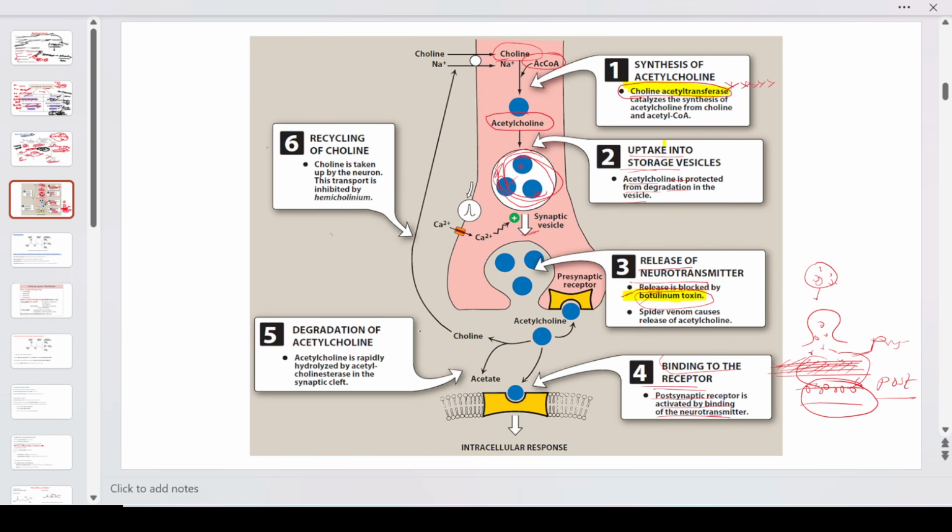Again, in the fifth step this acetylcholine is degraded. Acetylcholine is rapidly hydrolyzed, meaning it rapidly breaks down. This is most important, you have to remember this: acetylcholine is rapidly hydrolyzed by acetylcholinesterase in the synaptic cleft. You have to remember this enzyme, acetylcholinesterase. This enzyme is most important.